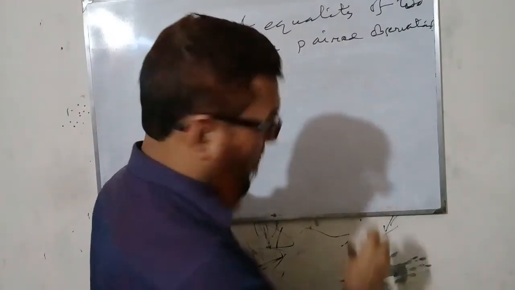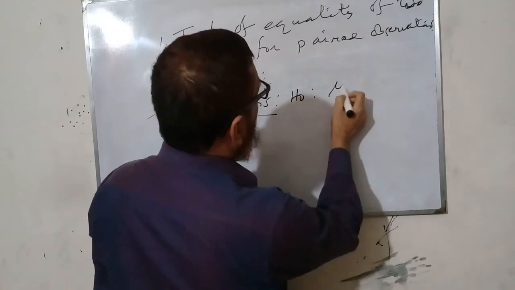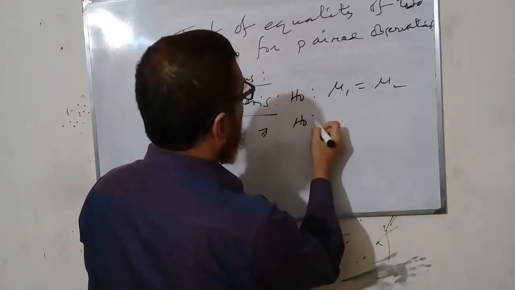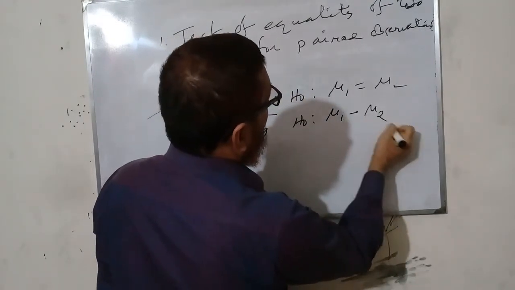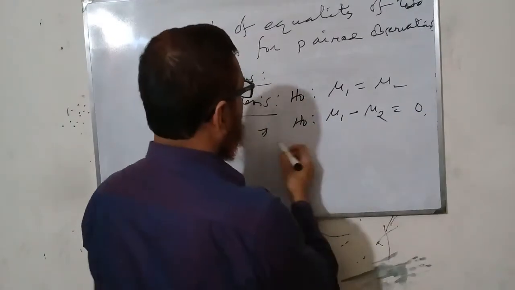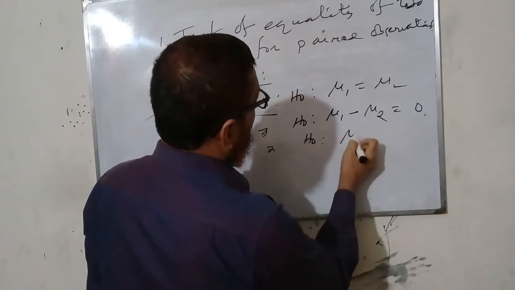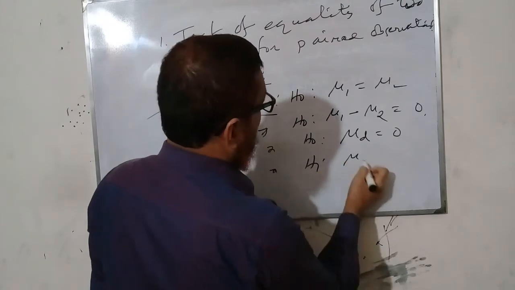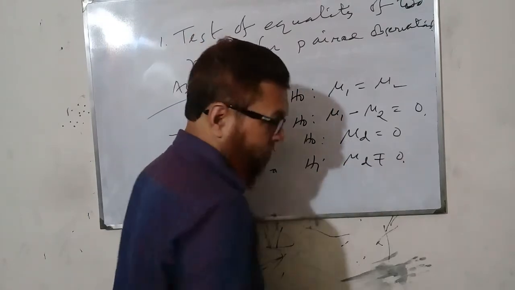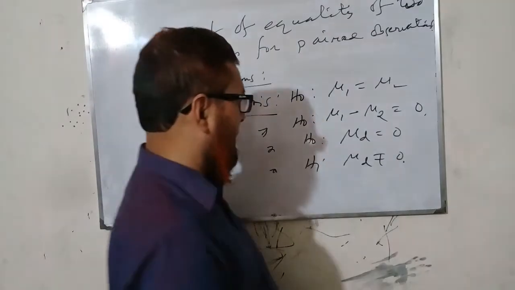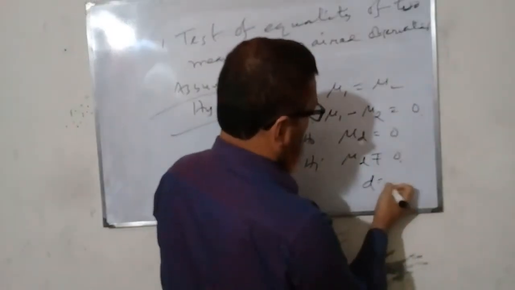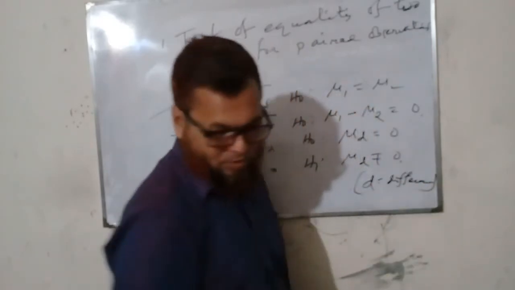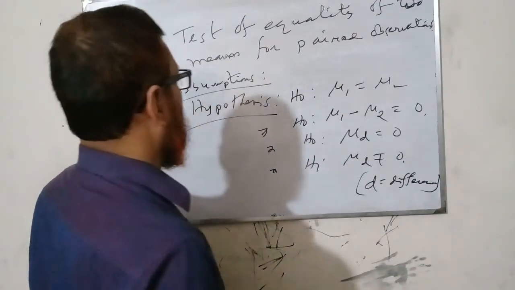Hypothesis: null hypothesis mu1 equal to mu2, that is we can write mu1 minus mu2 equal to 0, that is mu d equal to 0, alternative mu d not equal to 0, where d means difference of paired observations.